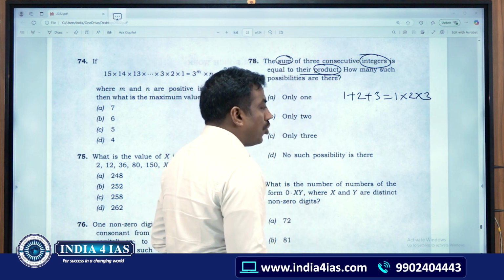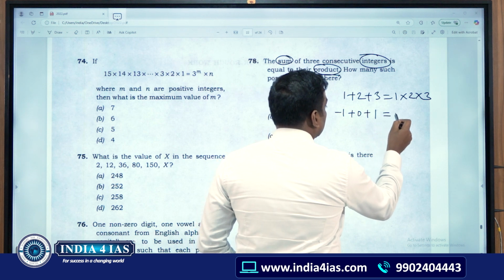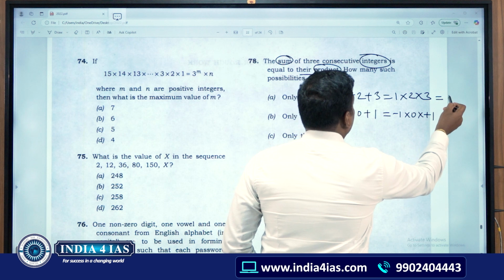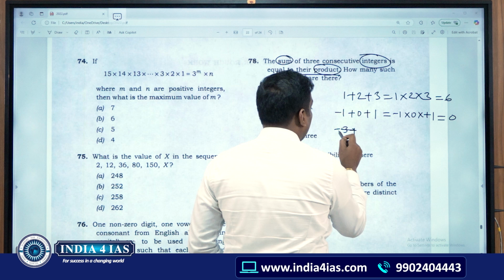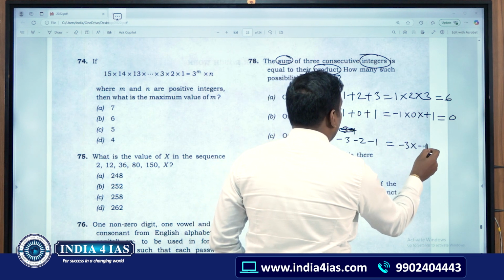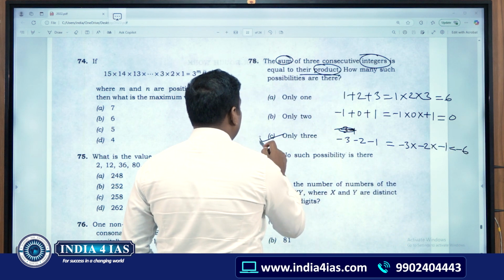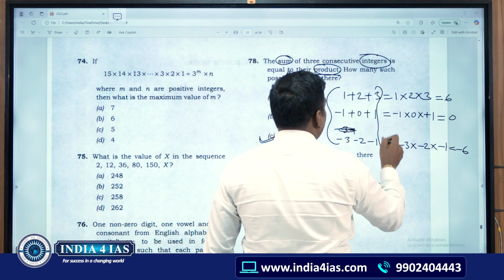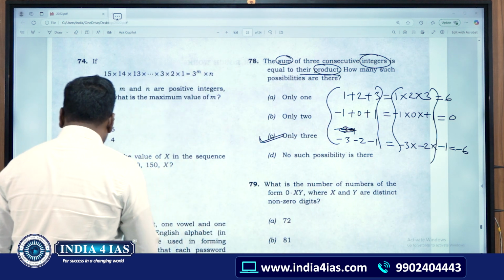Next, if you want to use both positive and negative, this is minus 1 plus 0 plus 1, and minus 1 into 0 into plus 1. Both are equal to 0. Here 6, here 0. But we can use all negative integers: minus 3 into minus 2 into minus 1, which is equal to minus 6. So 3 such triplets are there, which will give us the product equal to the sum. So there are 3 such possibilities.